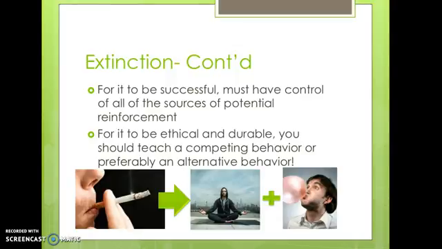For extinction to be ethical and durable, you should always teach a competing, or preferably an alternative behavior. For the child at the grocery store, it might be asking nicely for a lollipop instead of screaming. For the child in the art class, it might be teaching them to ask for a break. For the example shown below, a smoker might create a self-management plan where they abstain from smoking altogether, but program for a competing behavior of gum chewing and an alternative behavior of meditation.